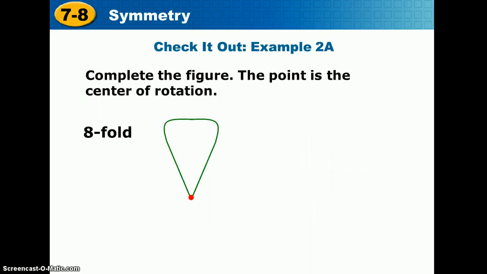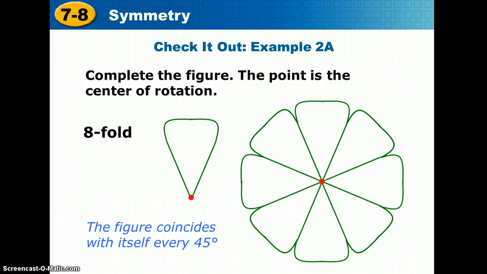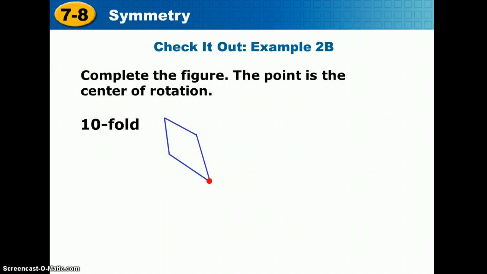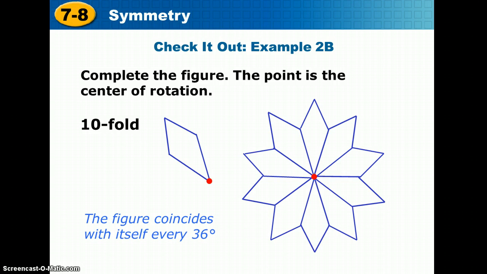For 8-fold, think of a flower. This would be 1 petal. To make 8-fold symmetry, I would draw 7 other petals, and the complete picture would look like so. Now this has 8-fold symmetry because there are 8 different ways I can rotate it and it looks like the original object. For 10-fold, with this diamond shape, I would draw 10 of these diamonds. So it comes to 10 different points, in which case I could rotate it 10 different ways and it would look similar to each other.